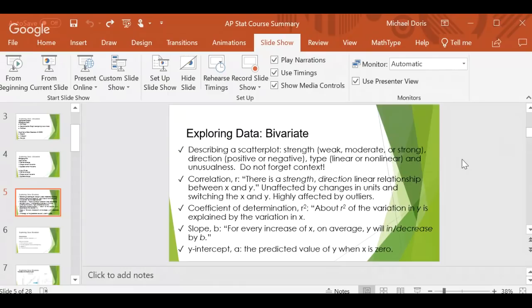Make sure you know how to explain the slope. It's for a 1 unit increase in X. On average, make sure you get that in there. Y will increase or decrease by the slope. Of course, context your face off there.